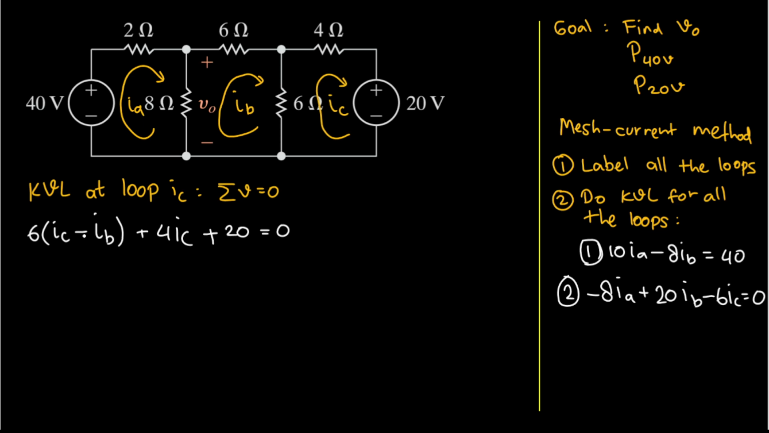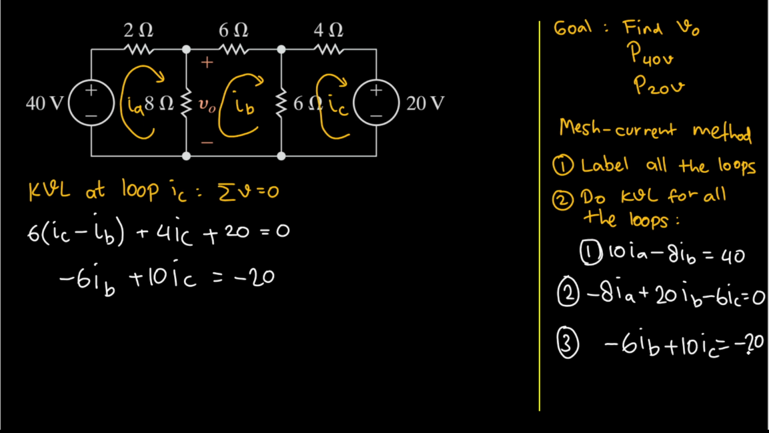After simplification, this will be minus 6 IB, which only came from this term. And then IC will be 6 plus 4, we will have 10 IC. And that will equal, let's move this 20 to the right hand side, so we have minus 20. So this is our third equation: minus 6 IB and then plus 10 IC, all of that will equal minus 20.